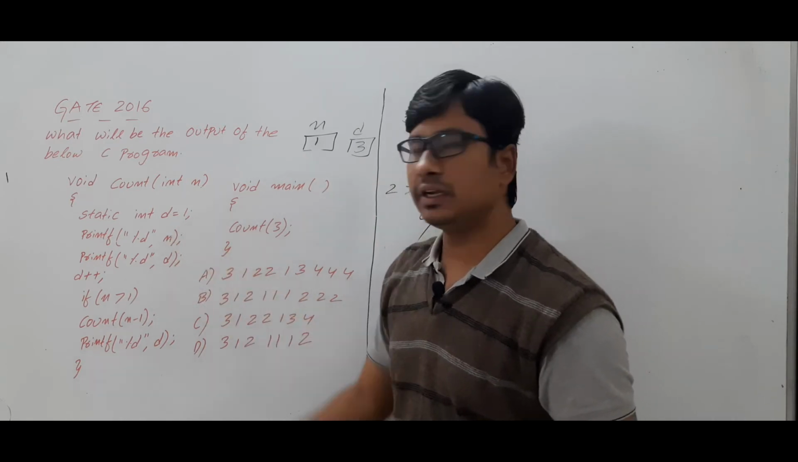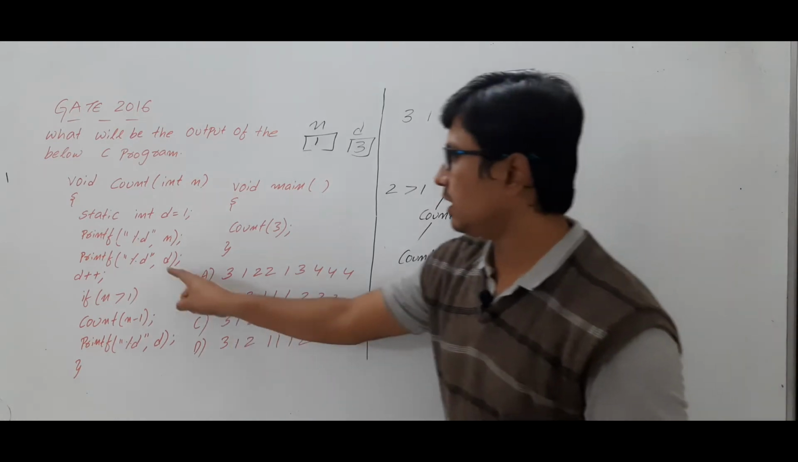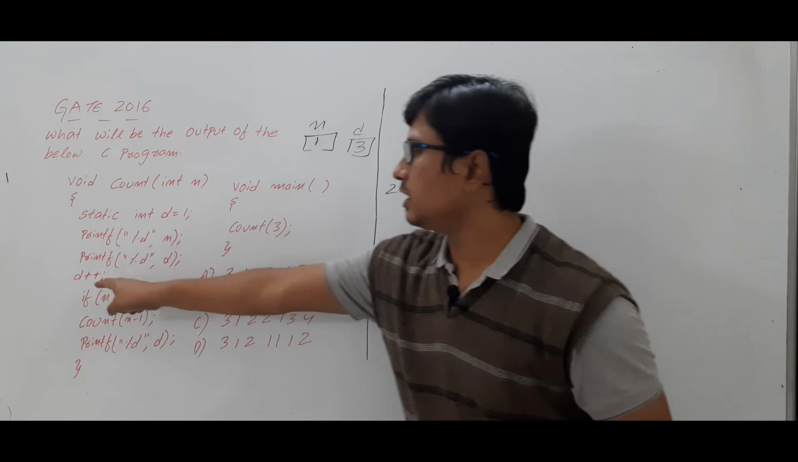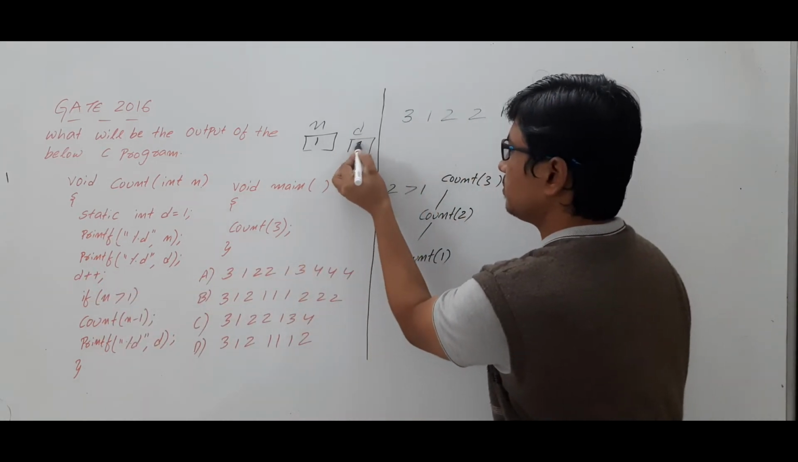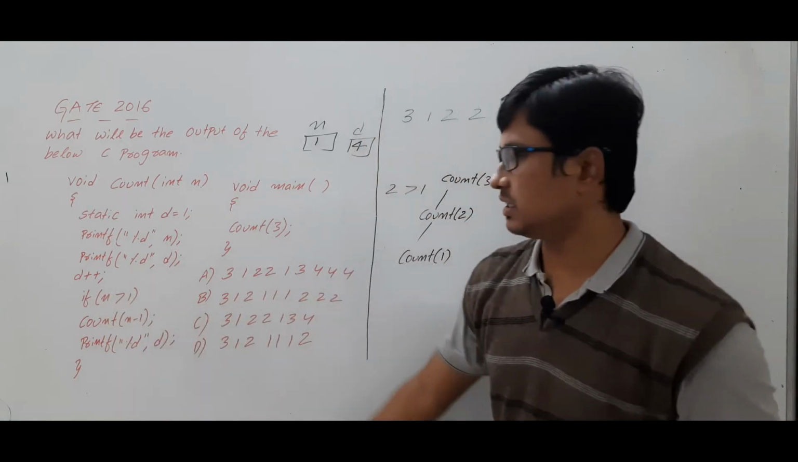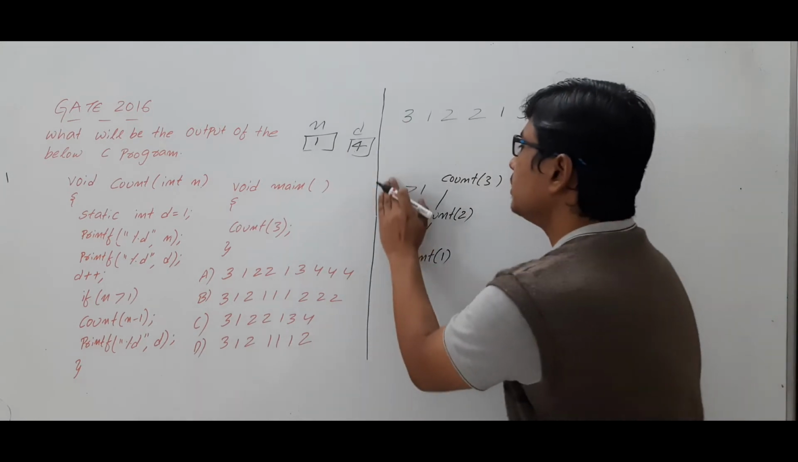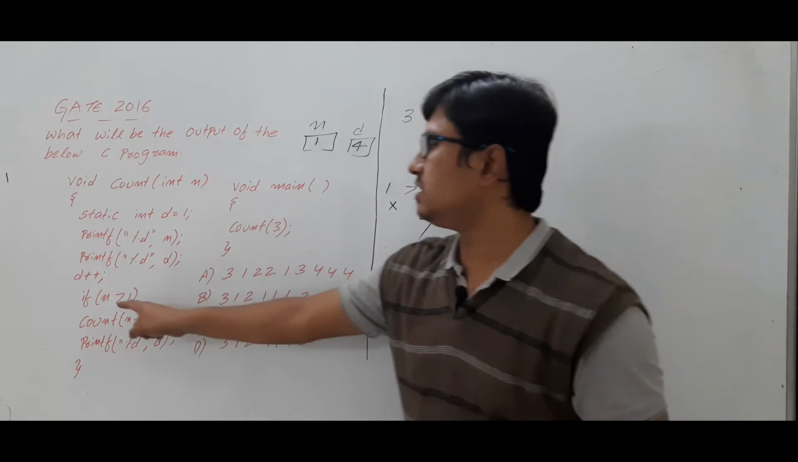So you are printing the n. So 1 will be printed as an output, and then you are printing the d value, which will be 3. Then you are incrementing the d value, so d value will be updated to 4. Okay, good. Now again you are checking the condition. If n is greater than 1, what is the n value? 1. 1 is greater than 1? No, 1 is equal to 1. So this condition is failed.